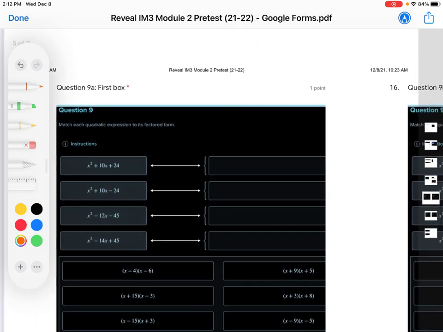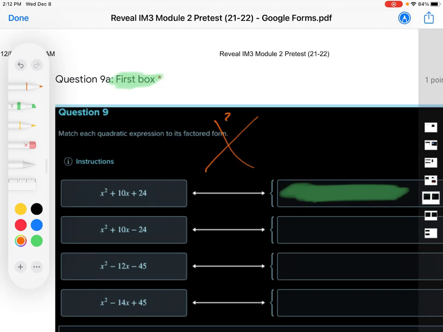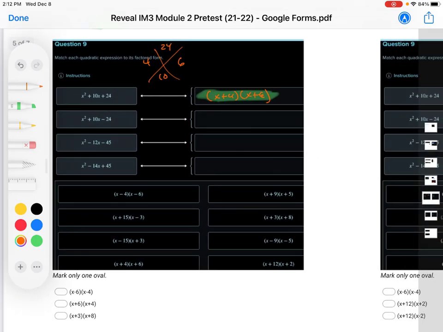Number 9, just look at the first box. So this box right here, if I factor this, that's what we're trying to do. Two numbers that multiply to be 24 and add to be 10 are 4 and 6. So this would be x plus 4, x plus 6, and that'll be choice, the second one.